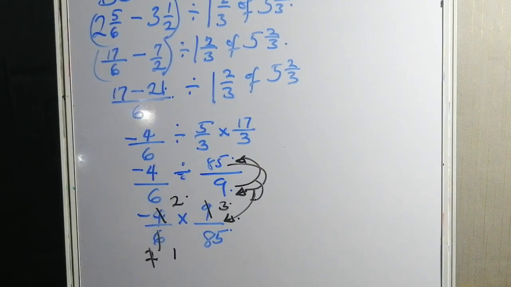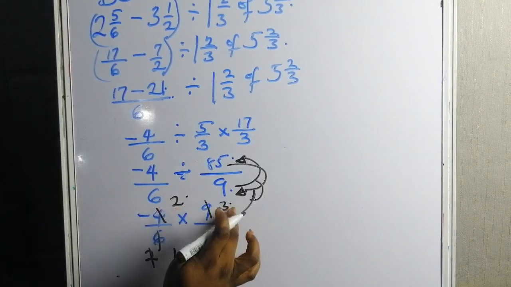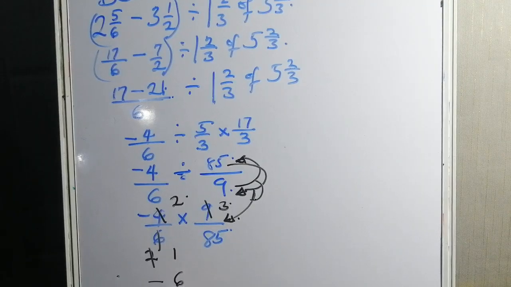Do you see it? So at the end of the day, therefore, this will now be 2 times 3. That's minus 6 over 85. So you have minus 6 over 85. So that is the answer.